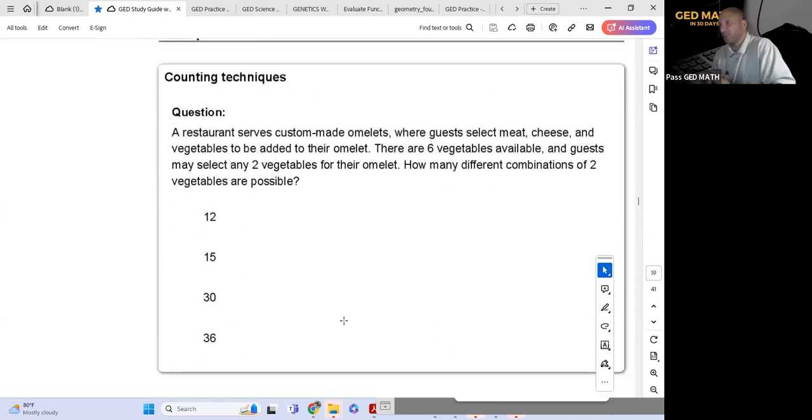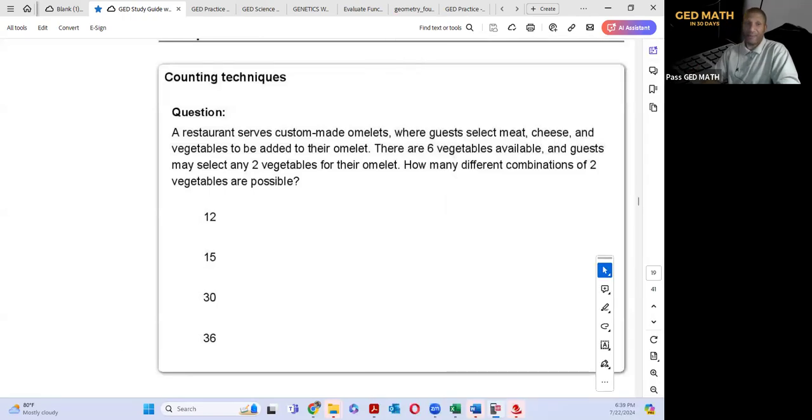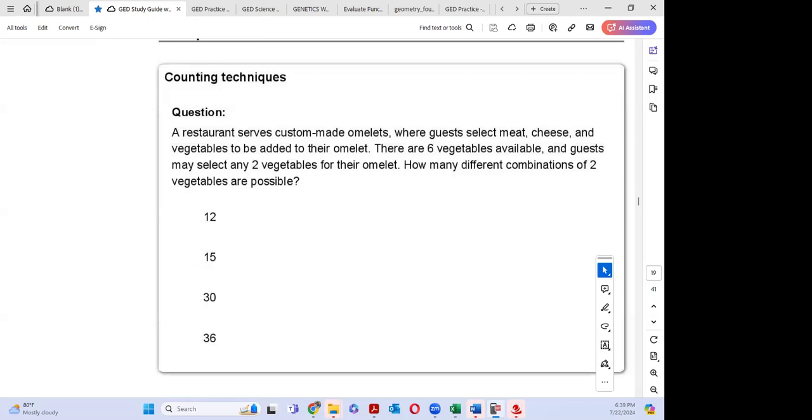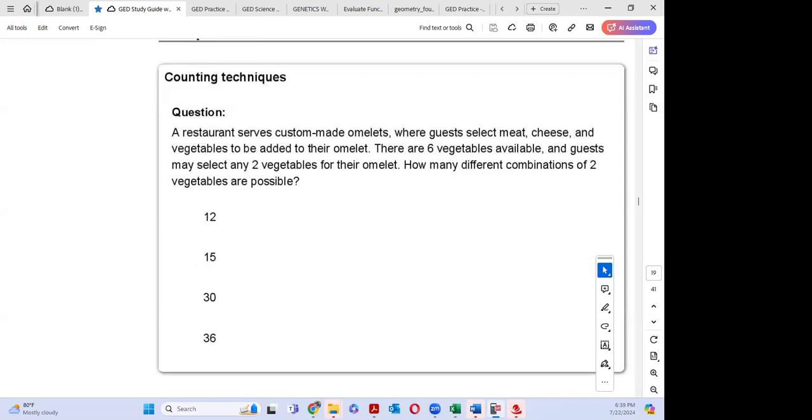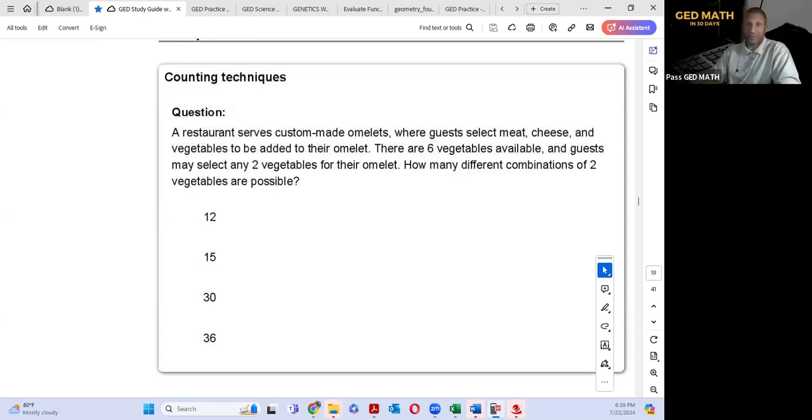A restaurant serves custom-made omelets where guests select meat, cheese, and vegetables to be added to their omelet. There are 6 vegetables available, and guests may select any 2 vegetables for their omelet. How many different combinations of 2 vegetables? What? Are you kidding me? What are they talking about? How am I supposed to figure that out? Is that what you're thinking? Yep. And it does come up. A question just like this. Really? Yeah. Okay. So, how would you do this problem?